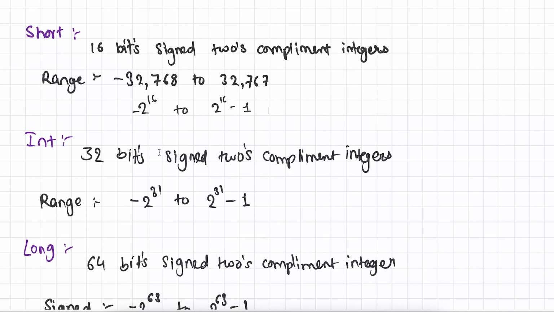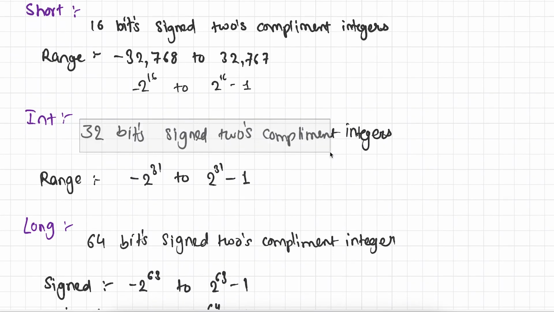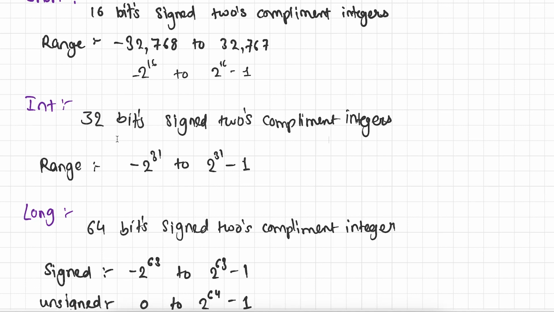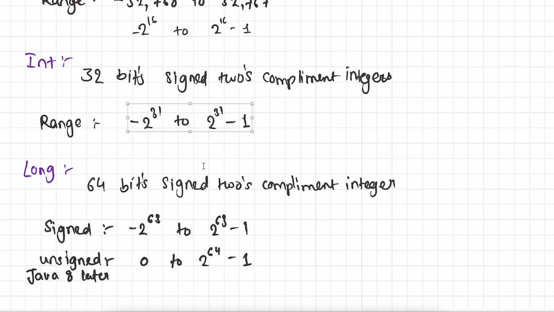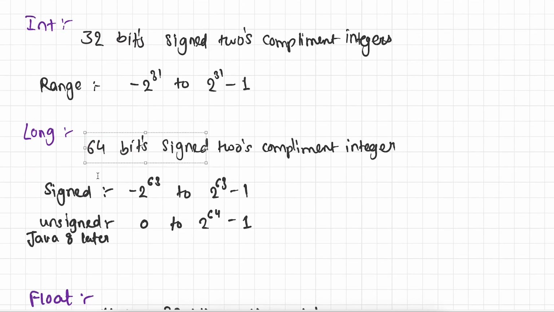The next data structure is integer. An integer uses 32 bits to represent integers, and it is also a signed two's complement integer. And the range of integers comes out to be -2 to the power 31 to 2 to the power 31 minus 1. Okay. Next coming up is long, and it is a 64-bit two's complement integer.